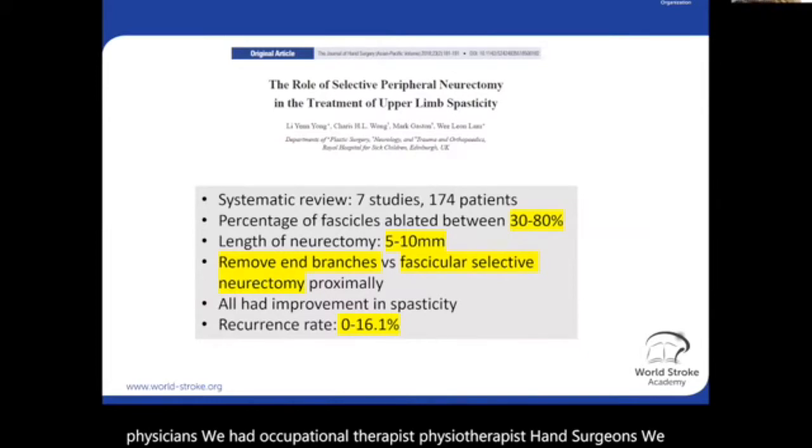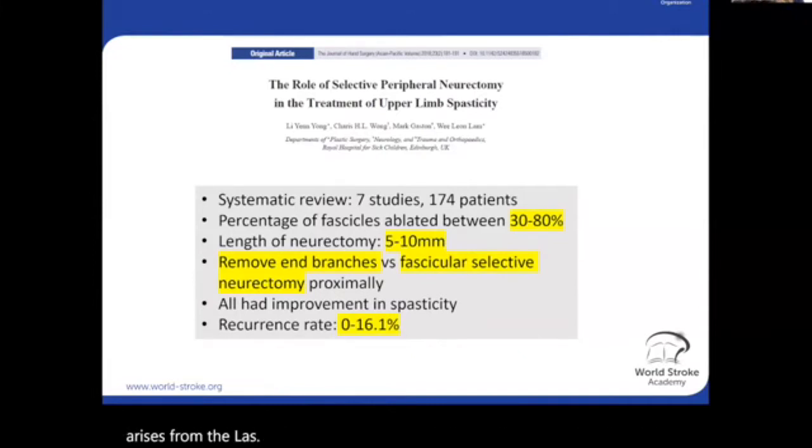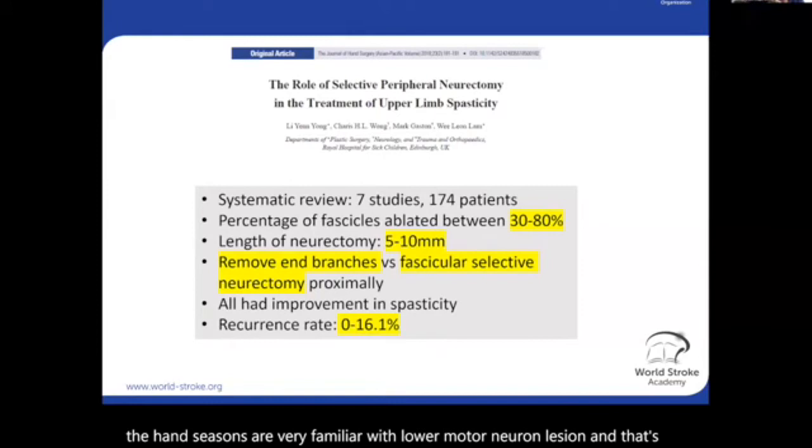So we looked at the evidence, we looked at some literature review and the role of neurectomy. Neurectomy's role is to reduce spasticity. Spasticity arises from the loss of inhibition of the upper motor neuron and the lower motor neuron. Most of the hand surgeons are very familiar with lower motor neuron lesions, and that's where the understanding of the concept of spasticity is sometimes lost. So this was this review. It works. There is a recurrence rate. You've got to cut the branches to the nerve, not the main nerve. We'll look at some of the other evidence for this.